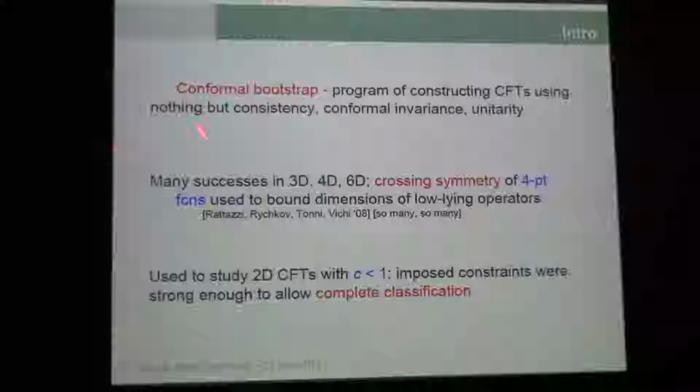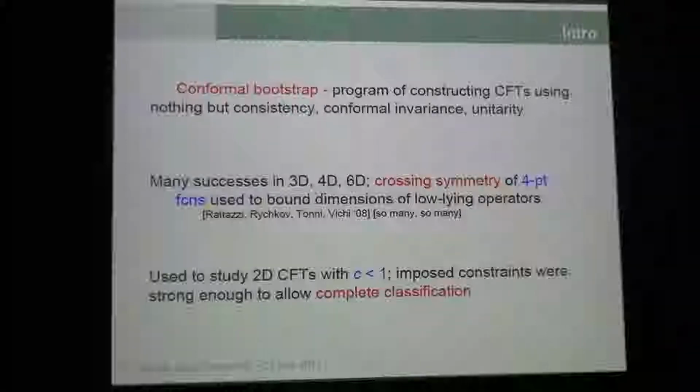So I said the word of the day is bootstrap. In particular, I've been working at the conformal bootstrap program. When I say that, I am talking about constructing conformal field theories using nothing but consistency, conformal invariance, and unitarity. There's been a lot of success in many different numbers of dimensions, 3D, 4D, 6D, using crossing symmetry of some of these 4-point correlators or more complicated correlators. Some interesting work in superconformal bootstrap happening lately. I'm not going to talk about any of that stuff. I'm going to talk about two dimensions.